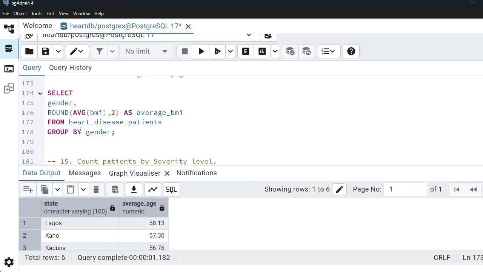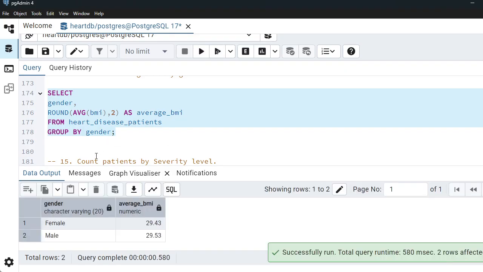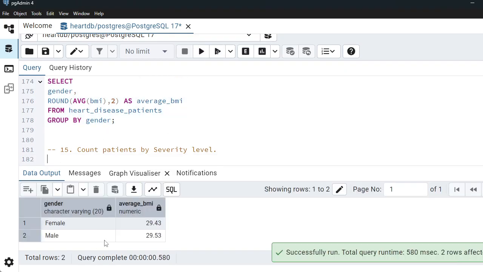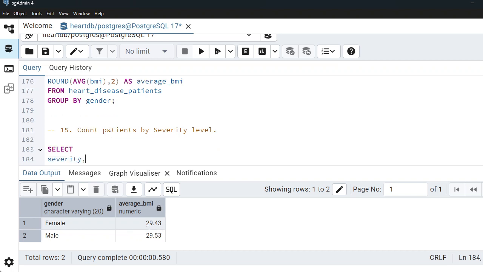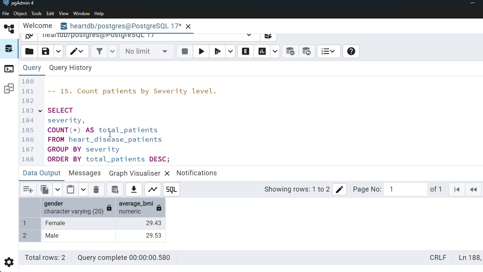So, an average BMI from the heart disease patients by gender. You run this, and it's going to give you the average BMI by gender. This is the male and female average BMI. Now for question 15, count the patients by the severity level.